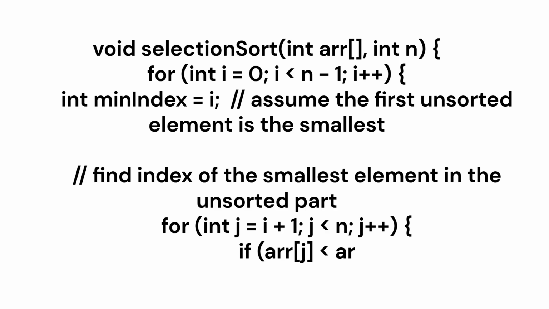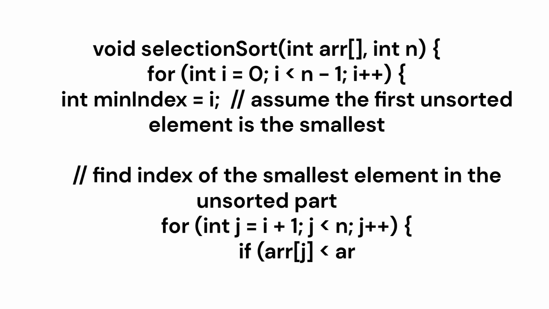Example: first round, place the smallest at index 0. Second round, place the next smallest at index 1. Third round, place the next smallest at index 2. And so on.